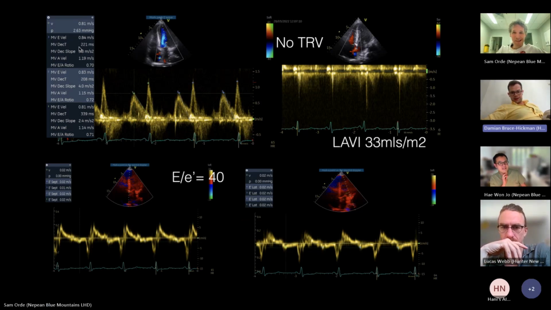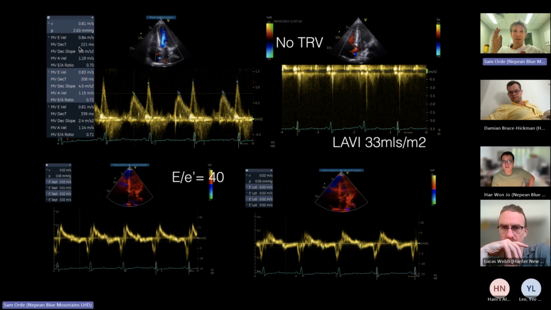E to E prime is stonkingly high. And there's no tricuspid regurgitation, so a bit of a mixed pattern, but overall looks like a typical thick, slow relaxation, high filling pressure kind of patient, but mainly a delayed relaxation, thick-walled patient. Which means that they'd be super at risk of raised left atrial pressure, right?